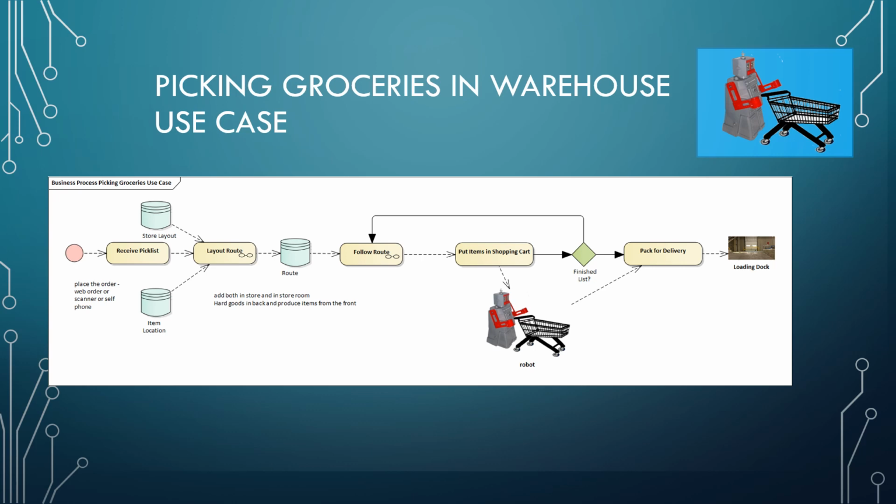In this case, you receive a pick list. You generate a route from that based on what's in the store, the layout, where the restrooms are, where the aisles are, etc. And the item, what item are you locating where? You'll generate a route to that item. You'll follow that route. You go around and put items in your shopping cart through the robot interface, and you go around and get the next item until you finish picking all of the items for this customer. You go through the packing of it, and you pack the items out of the robot shopping cart, and you send it off to the loading dock to be shipped to the customer.